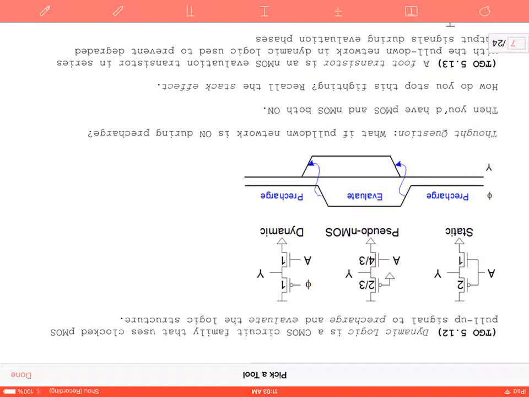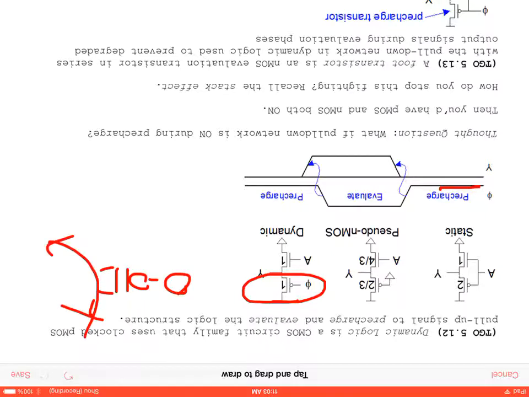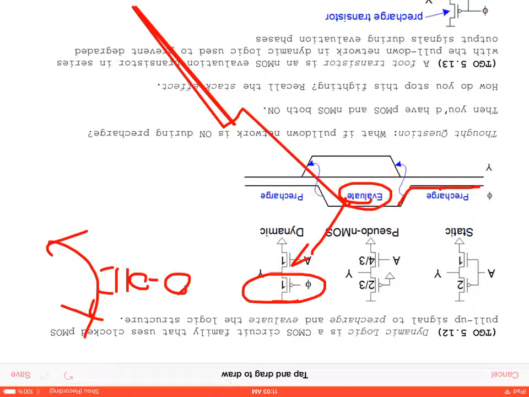From there, we started talking about this concept of dynamic logic, where we're using clocked PMOS signals to pre-charge and evaluate. So this has a lot to do with timing. For circuits that are going to run a little slower, you're going to have this phi signal going into the PMOS transistor. When phi is 0, that means the PMOS transistor is on. Then, once it goes on, we're able to evaluate. The reason we call it the evaluate stage is because we're able to evaluate the A signal.